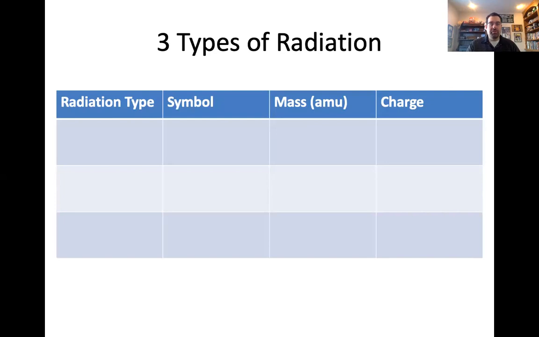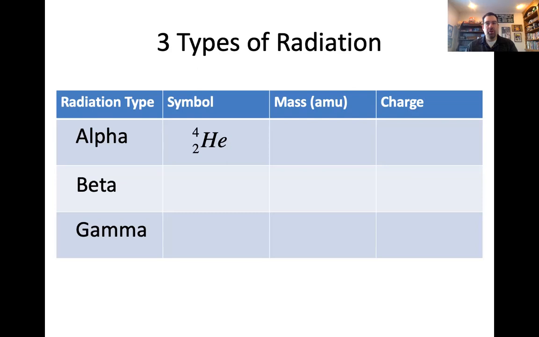Okay. 3 types of radiation we want to be familiar with: alpha, beta, and gamma. This is the symbol for alpha radiation. The overall mass of an alpha particle is 4 atomic mass units, and the overall charge is +2. So it's made up of 2 protons and 2 neutrons. The mass is 4, and the charge is +2.